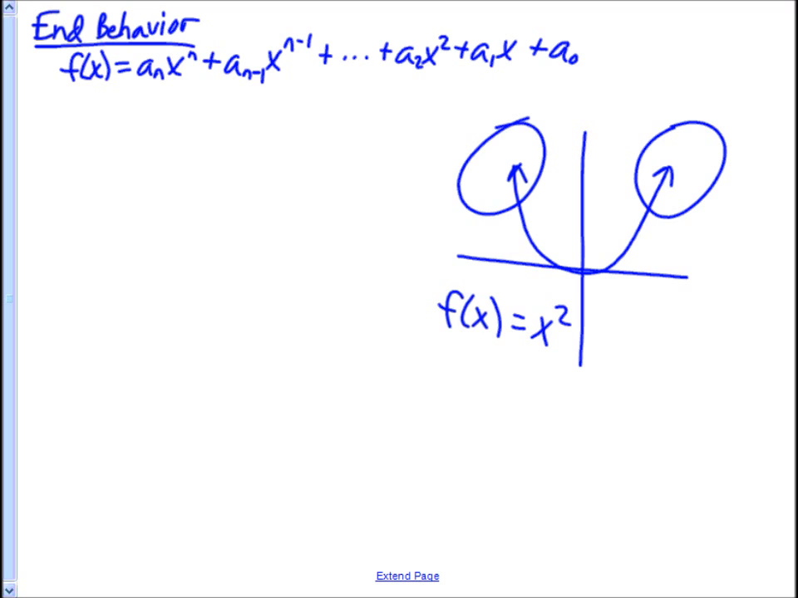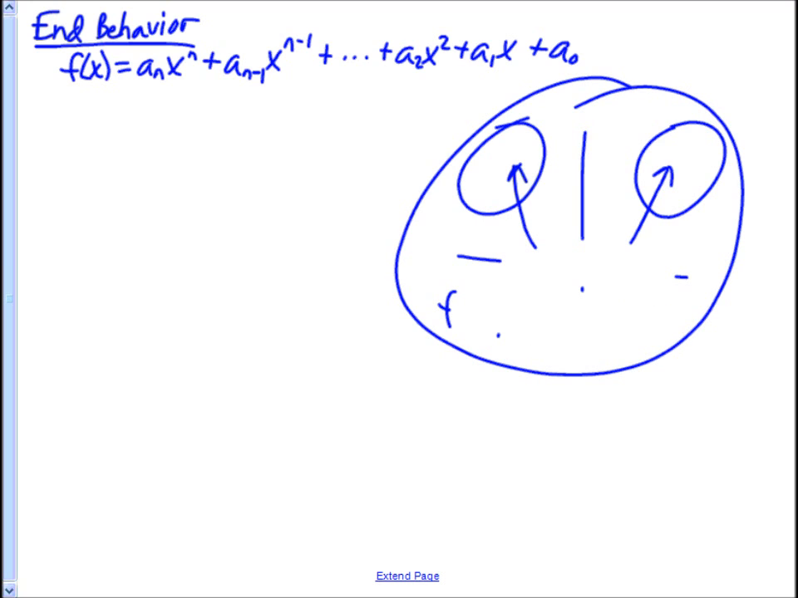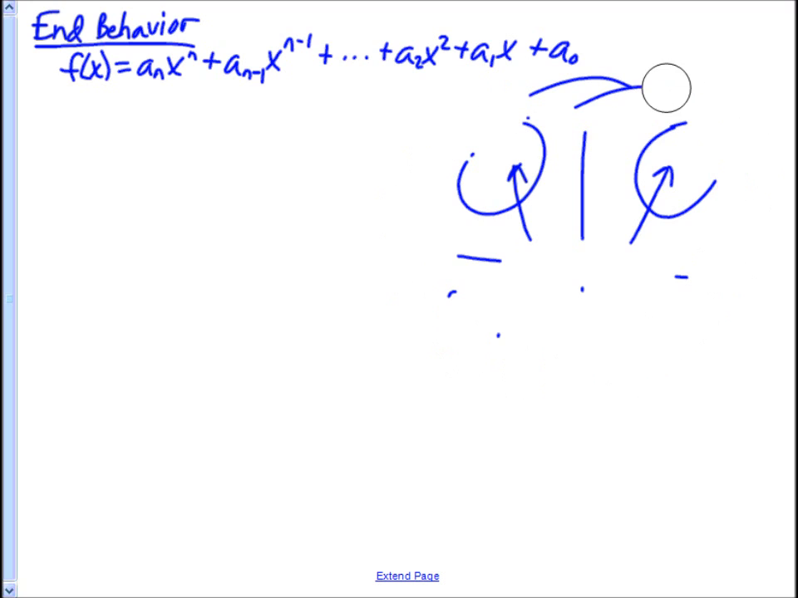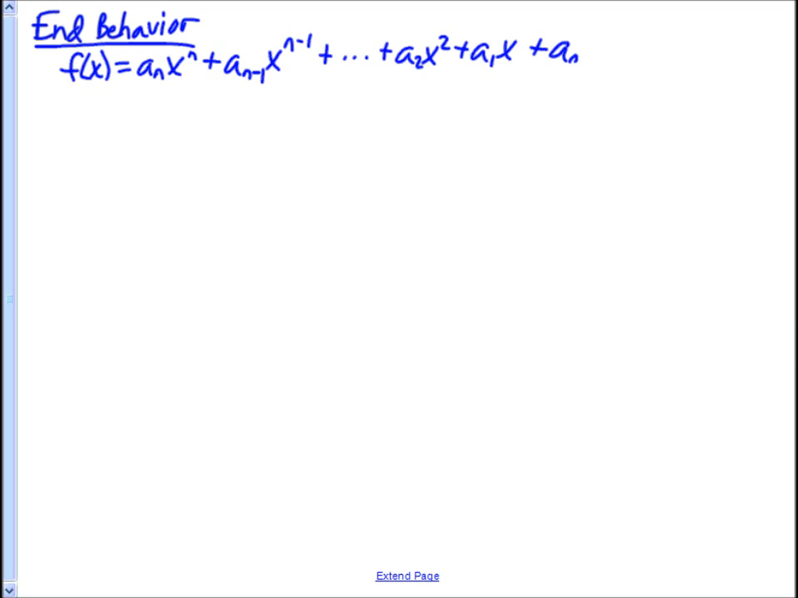The degree n in this leading term and the leading coefficient are what determine the end behavior. So let me erase this real quick. Let me go like this. How do I do that again? There we go.